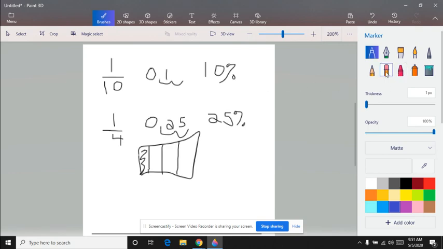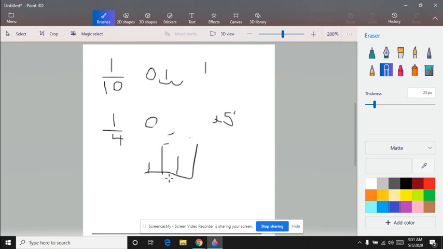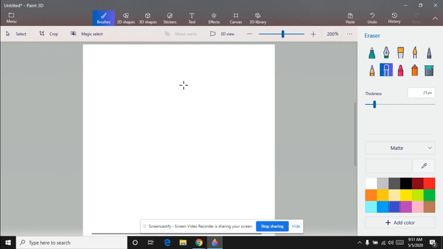Okay, and let me see if I can just erase all of this. And you guys are probably better with 3D paint than I am, so we'll see how this is going to work. I don't really like drawing on the computer, but it'll be easier than holding it up.